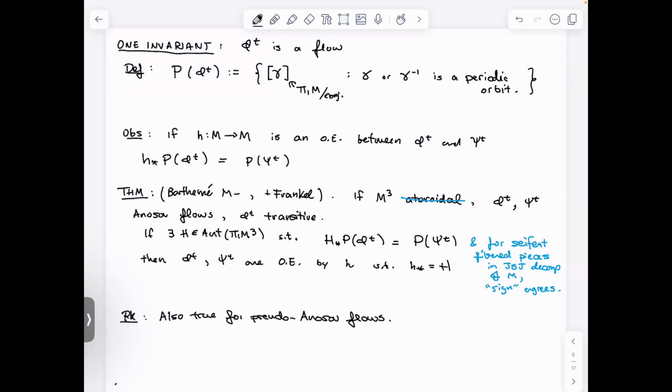Okay, so this brings me to maybe part 2, which is, part 1 was the classification problem. Part 2 is a tool called the orbit space. The main tool to prove this theorem.